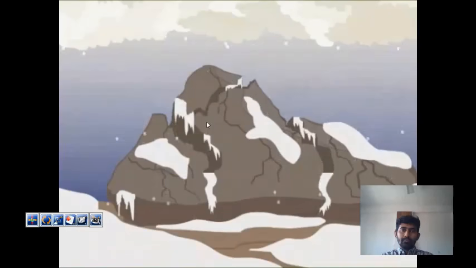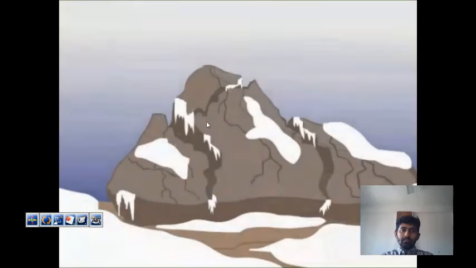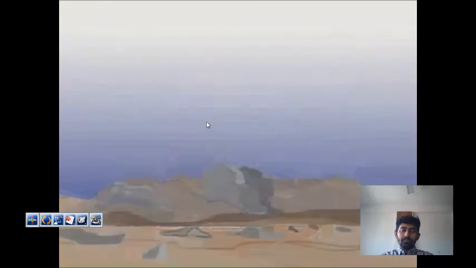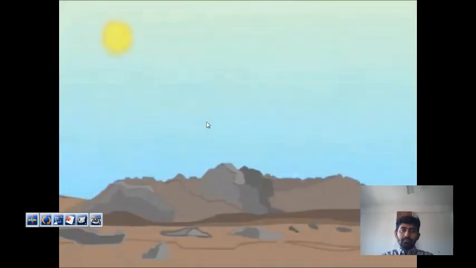Sometimes, due to strong winds and other natural causes, rocks may roll down, scrape each other, and break into smaller pieces. Sometimes the roots of a tree enter the crevices, and as they grow and require more space for themselves, this results in the breaking up of rocks.